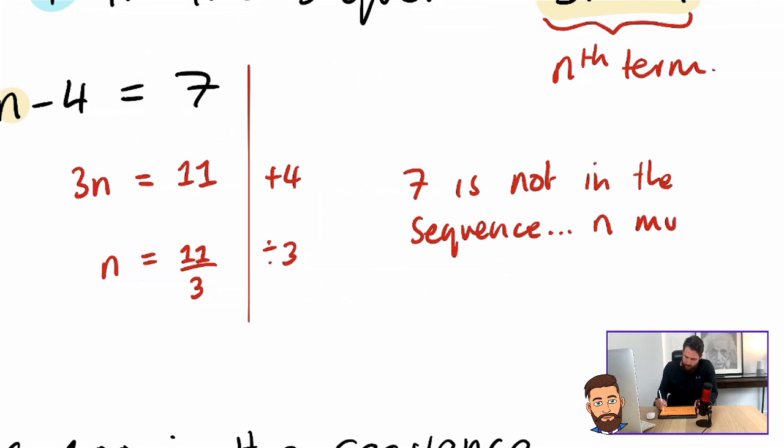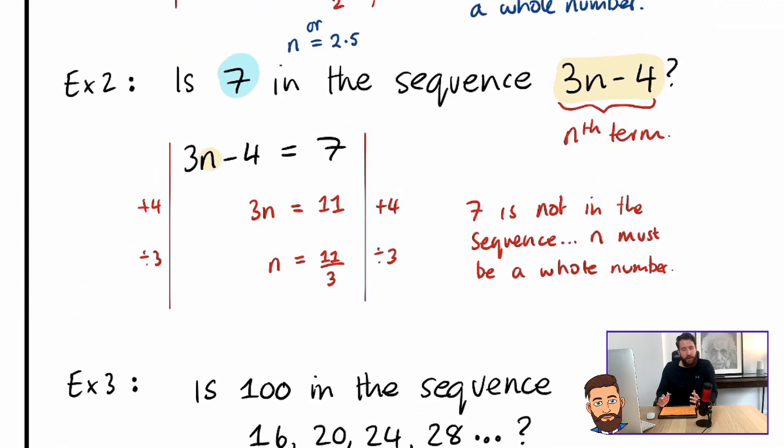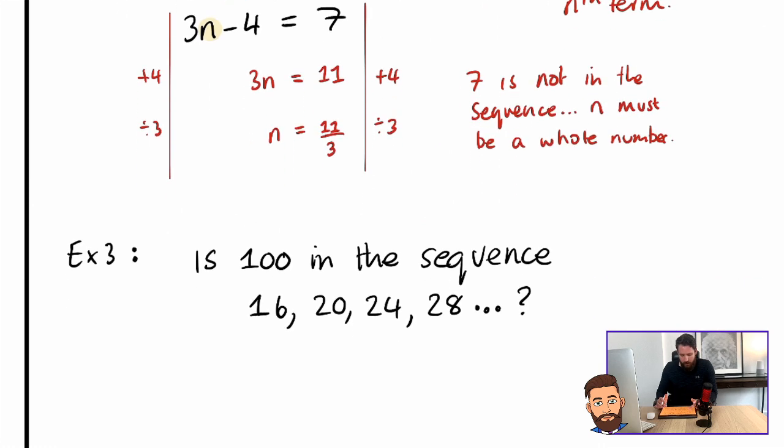N must be a whole number. You must have n as a whole number for it to be in the sequence. So again, nice easy steps to follow. Looking at example 3.